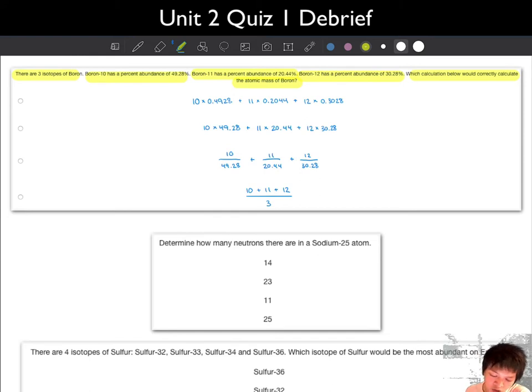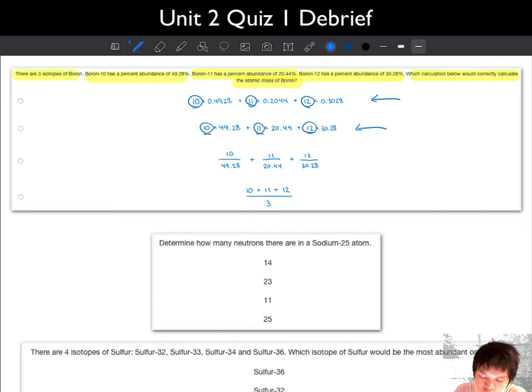So the only possibilities would be this one or this one, right? So in each of them, we have the atomic mass units, 10, 11, and 12, so that's good. But which one is multiplied by their relative abundance? Okay, the second one is multiplied by the percent abundance. That's what it says in each of the questions. It tells you the percent abundance of each of these isotopes. So this one doesn't have relative abundance, it has percent abundance.